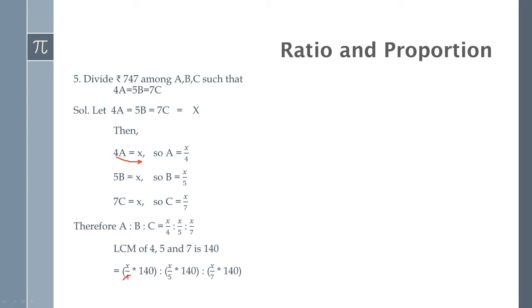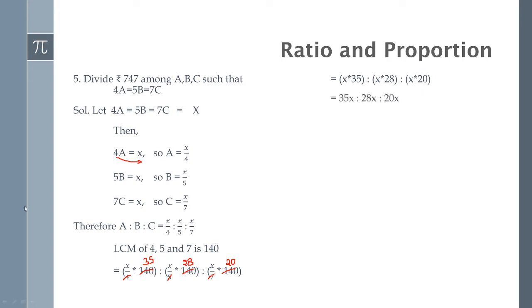4 ones are 4, 3 twos are 12 and 2 fives are 20. Are you getting the point? 5 ones are 5, 2 fours are 8. Now 7 ones are 7, 2s are 0 here. Understood, children? Now here what happens? X into 35 is to X into 28 is to X into 20.